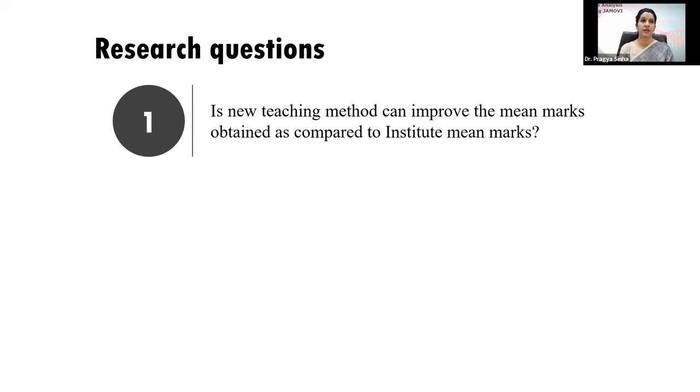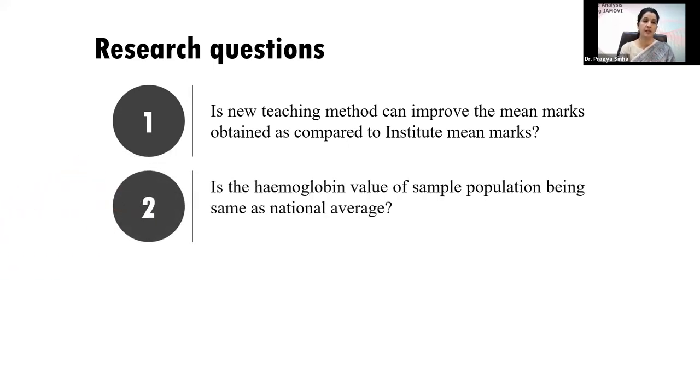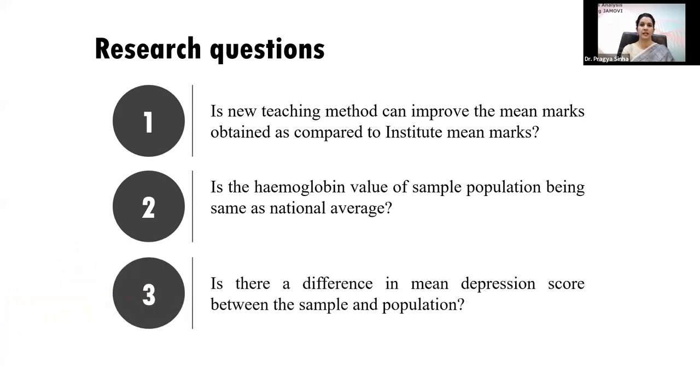Okay. So if my research question is whether this new teaching method can improve the mean marks obtained as compared to the institute mean marks, then I have the institute mean marks as the reference. The second research question could be: is the hemoglobin value of a sample population the same as the national average? I have a national average of mean hemoglobin level, maybe through NFHS data, and I have taken a sample and want to see how my sample differs from the national average in the context of mean.